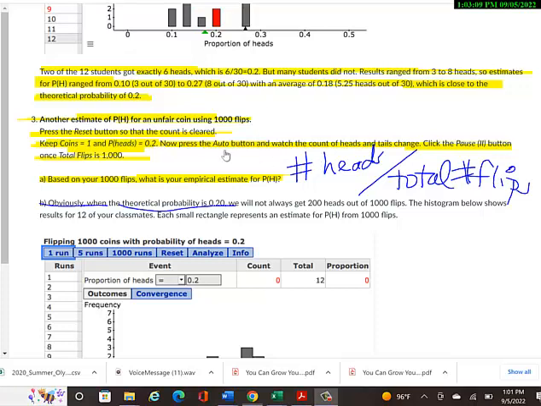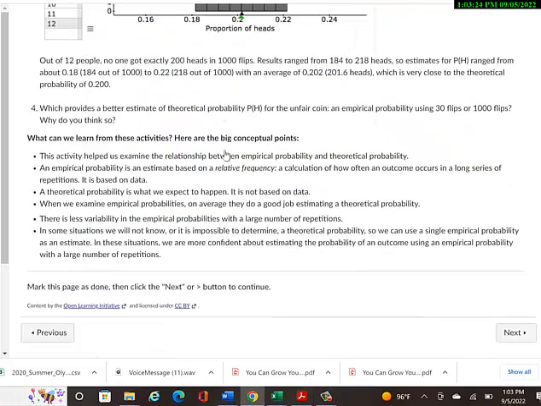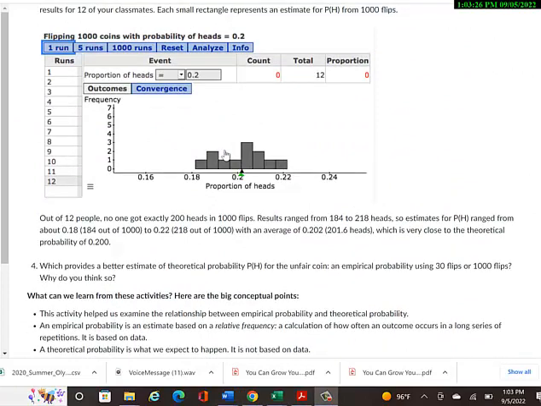Obviously, when the theoretical probability is 0.2, we will not always get 200 heads out of 1,000 flips, which is exactly 0.2. The histogram below shows the results of 12 of your classmates. Each small rectangle represents an estimate for the probability of H from 1,000 flips. So let's look at that. Now you notice, just as with the fair coin, all the results are more centered around the theoretical probability. Out of 12 people, no one got exactly 200 heads out of 1,000 flips. Results range from 184 to 218. So estimates for probability of H ranged from about 0.18 to 0.22, with an average of 0.202, which is very close to the theoretical probability of 0.2.